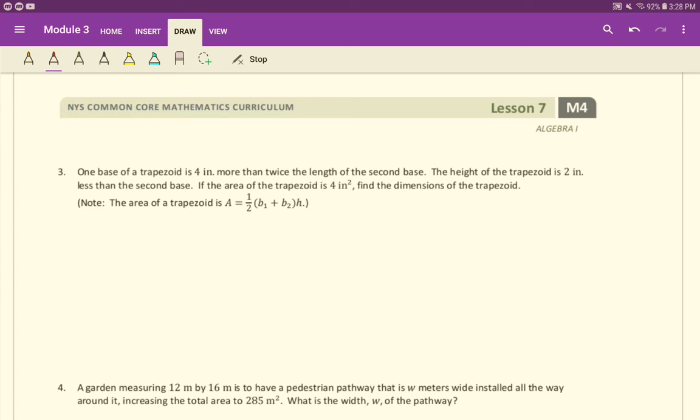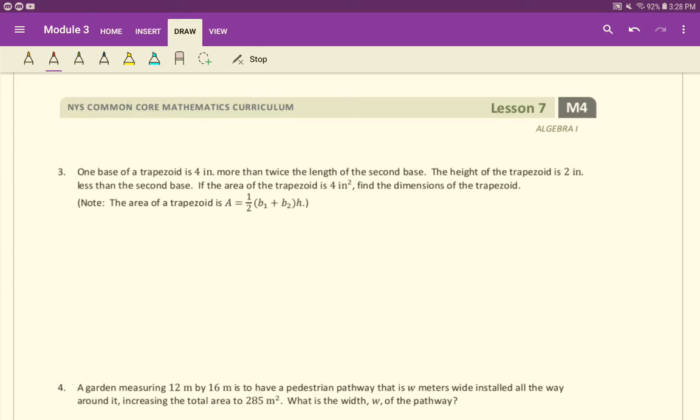So we're told one base of a trapezoid is 4 inches more than twice the length of the second base. The height of the trapezoid is 2 inches less than the second base. If the area of the trapezoid is 4 inches squared, find the dimensions of the trapezoid.